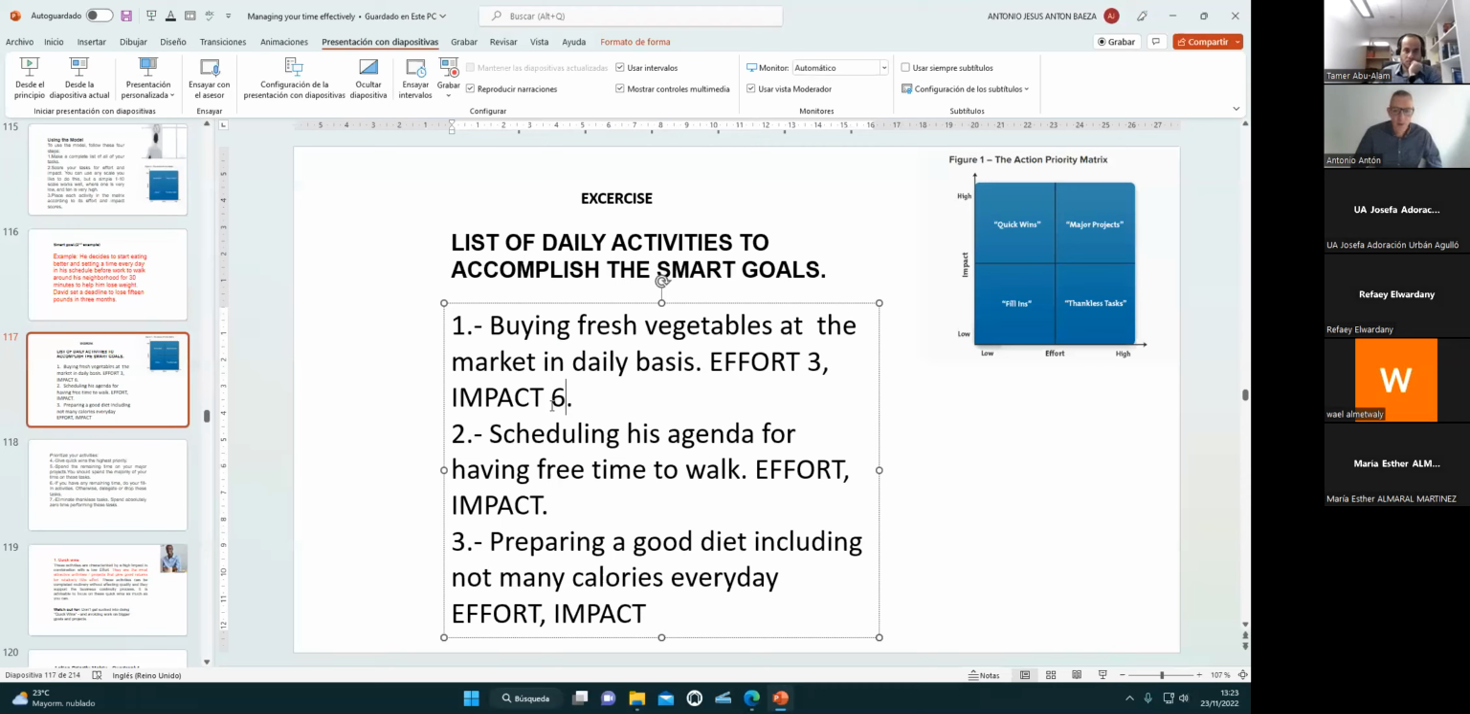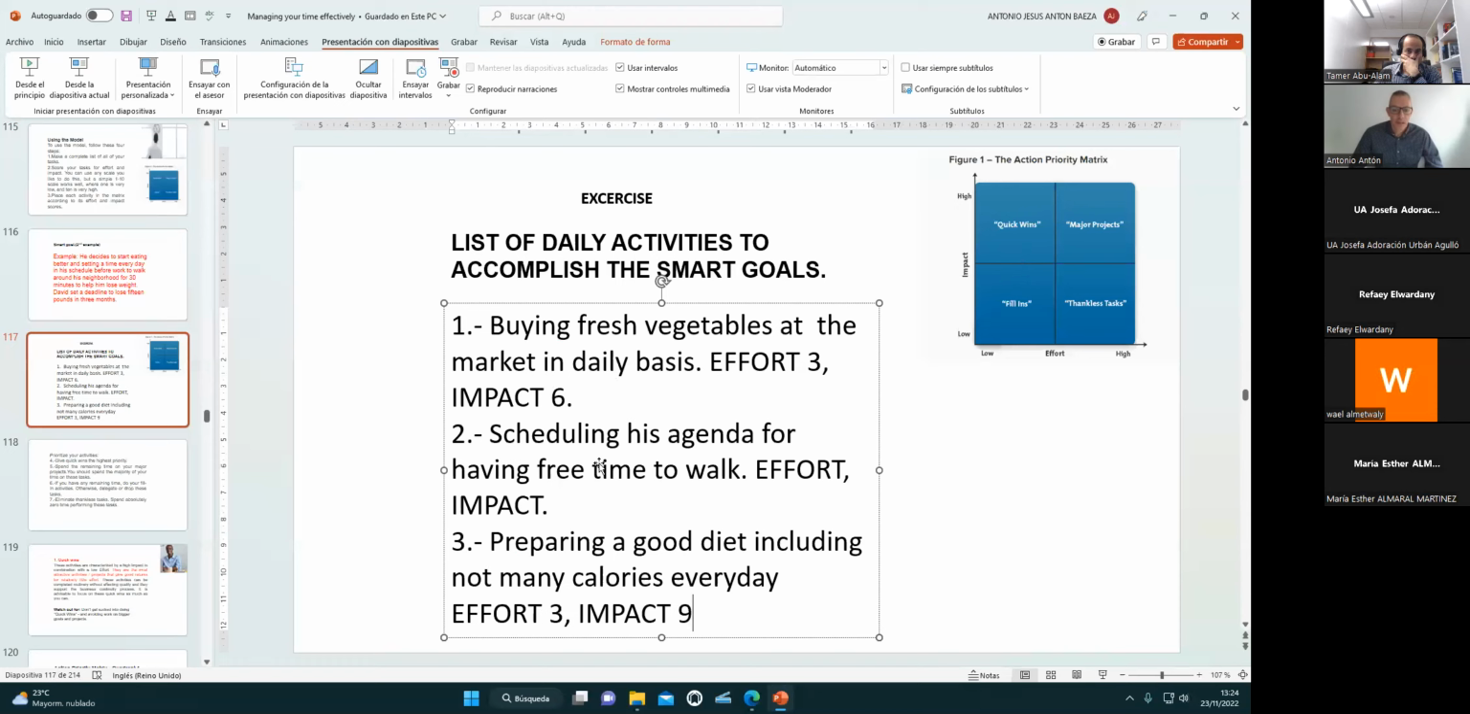I don't know. However, compared to this, preparing a good diet, including non-mercury fish, depends on the people. It involves low effort. When you're preparing a good diet, it's not a lot of effort. I might say that is 3, and the impact is very high when you're preparing a good diet because you are eating it. Perhaps the impact is 9, for instance. So this task will be in quick wins. However, this 1, 3, 6 could be more here, like here.